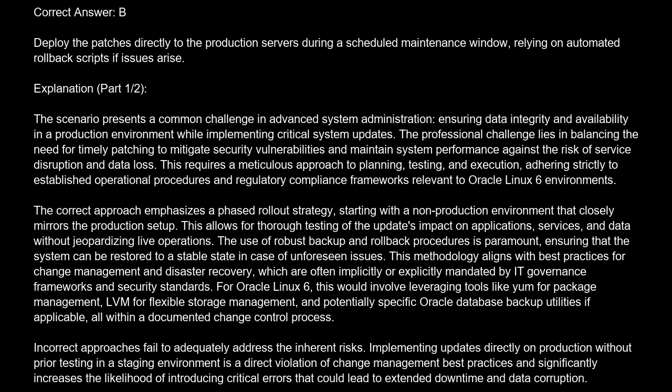This methodology aligns with best practices for change management and disaster recovery, which are often implicitly or explicitly mandated by IT governance frameworks and security standards. For Oracle Linux 6, this would involve leveraging tools like Yum for package management, LVM for flexible storage management, and potentially specific Oracle database backup utilities if applicable, all within a documented change control process.